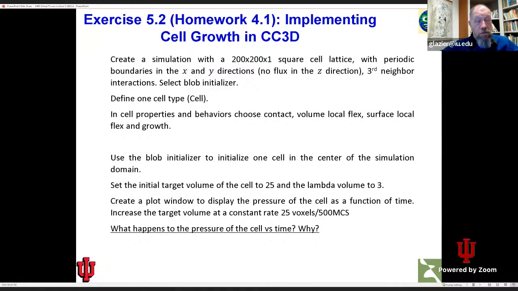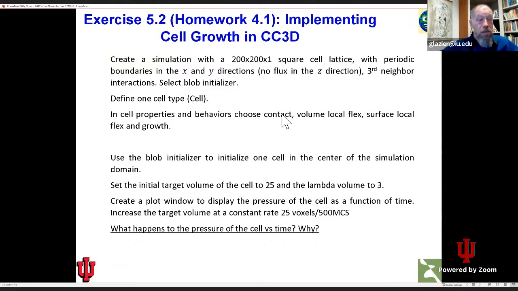So I'd like everybody to fire up CompuCell, whether it's on NanoHub or on your desktop. And the first exercise, which is 5.2, which was homework 4.1, was to create a simulation on a 200 by 200 square lattice. Could be 256, the size isn't that important. You want it to be big enough that you're going to get quite a few cells by the time we're done, so you don't want it to be too small. Use periodic boundary conditions in the X and Y directions. No flux in the Z direction. Use third neighbor interactions in the blob initializer.